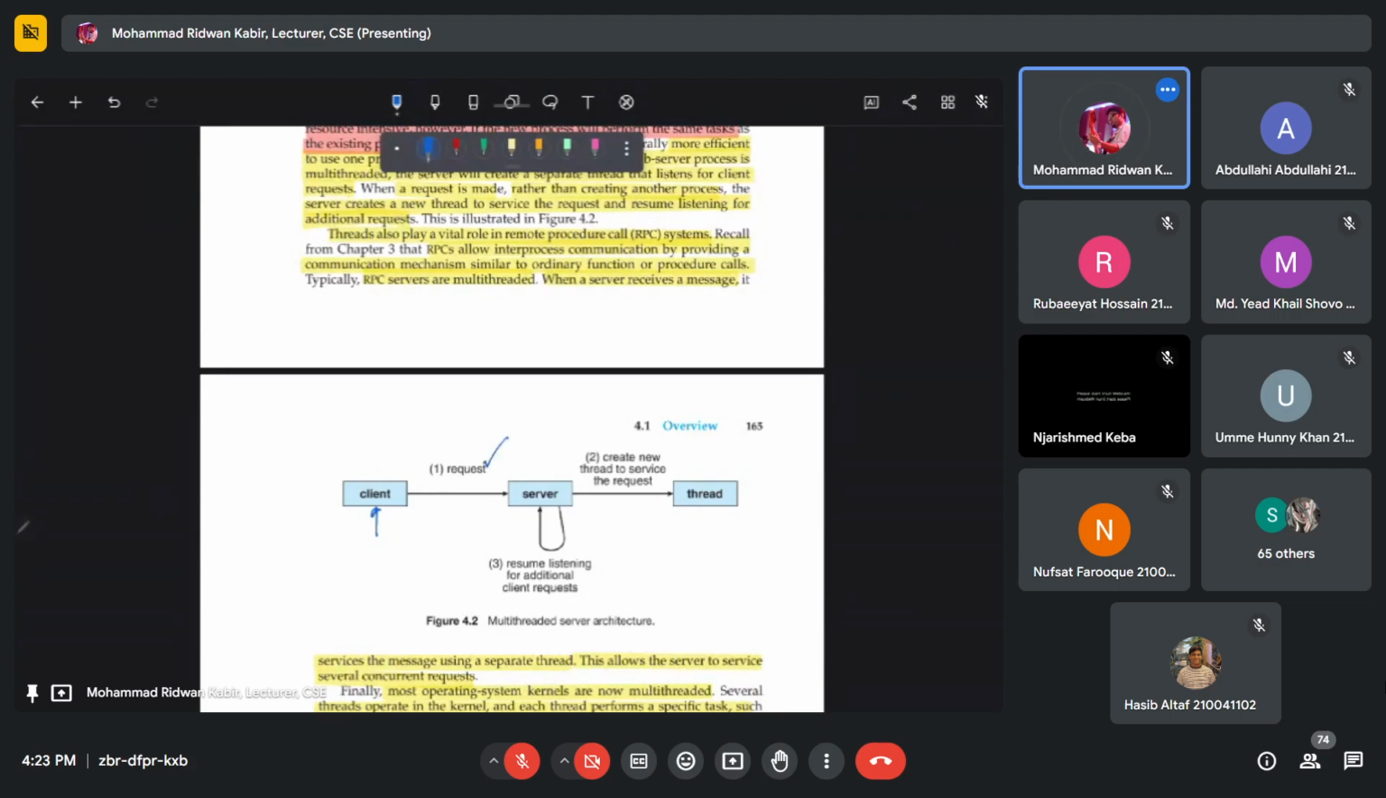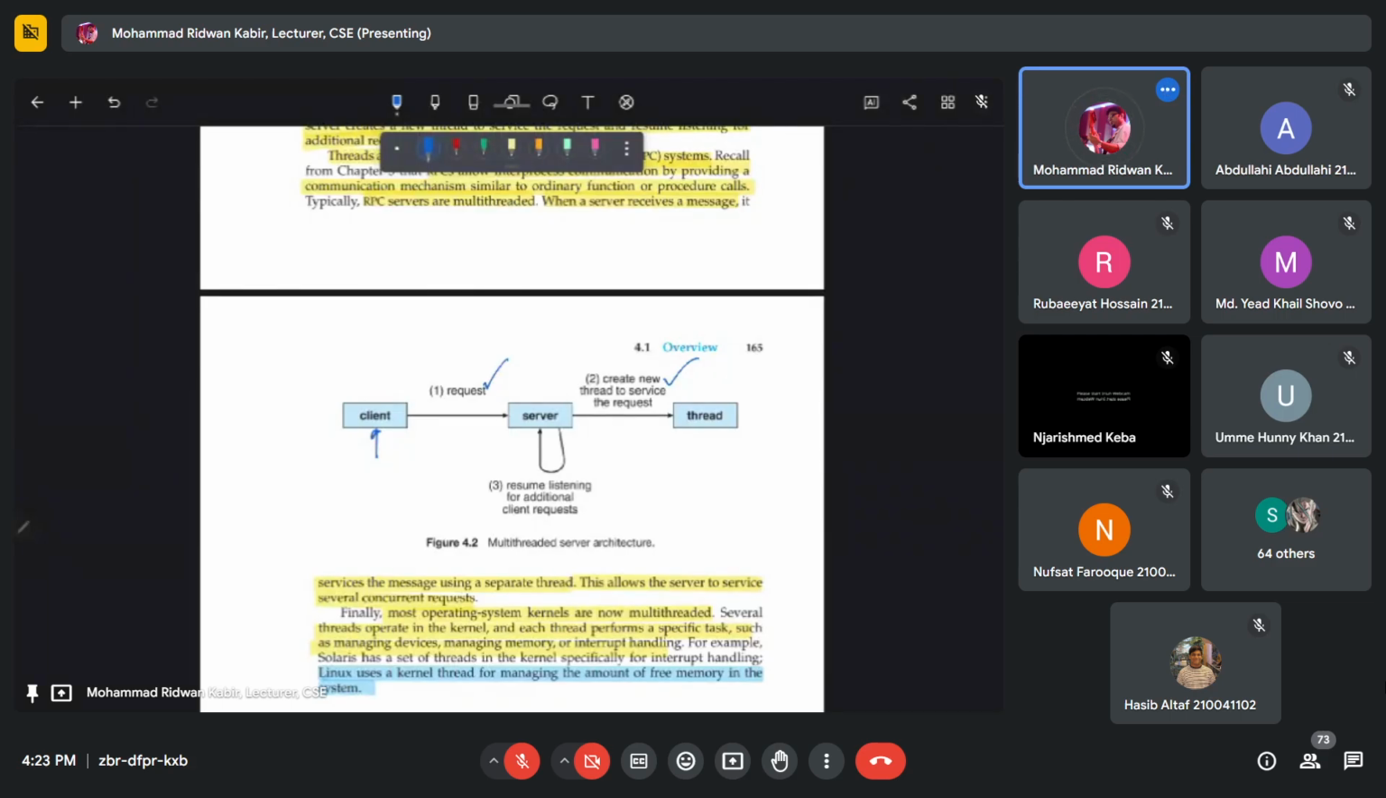Okay, now if you look at this particular figure, it says that whenever the client sends a request to the server in step 1, the server will create a new thread which will basically serve that particular client's request. Okay, in step 2. And once that creation and delegation of task is completed, the server will resume listening for additional clients, right? So that's basically the overview of how the client server communication can be handled using threads.